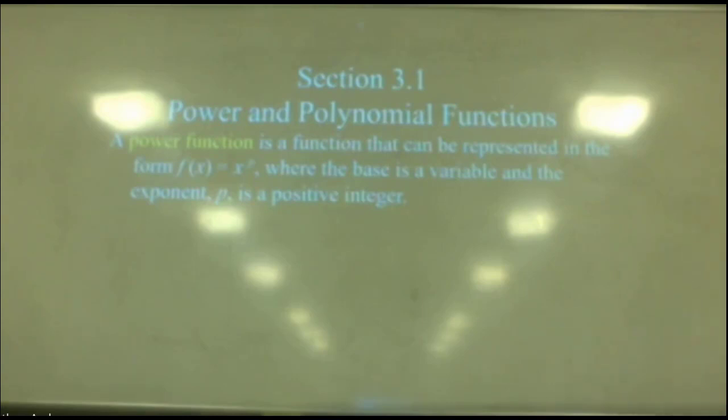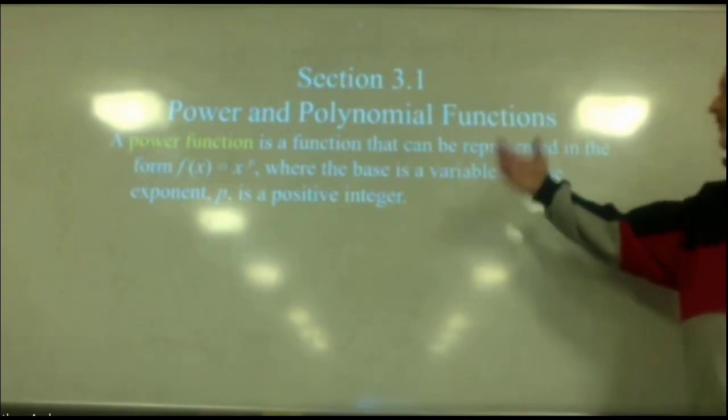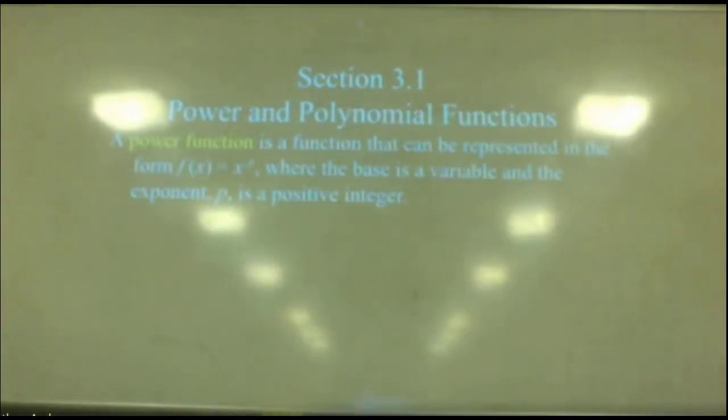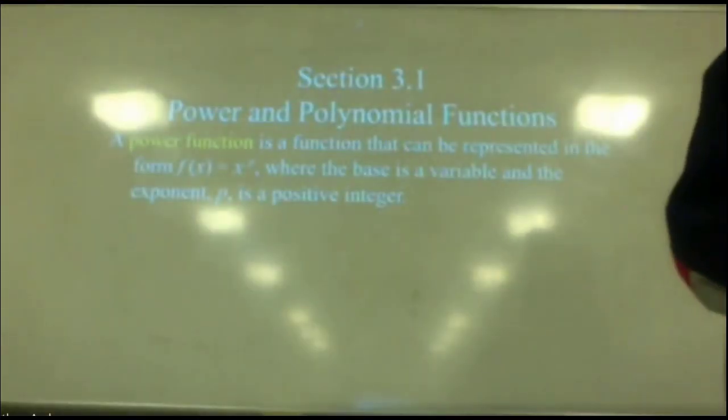So we are going on to section 3.1, and we're introducing the idea of polynomial functions. We're going to focus at the beginning on what are called power functions. A power function is a function that can be represented in the form of just x raised to a power. So f of x equals x raised to some power p. Our base is a variable, but the exponent p is a positive integer. So anything 1, 2, 3, 4, 5, but no fractions, no decimals, no negatives, is going to be a positive integer. That is what a power function is.